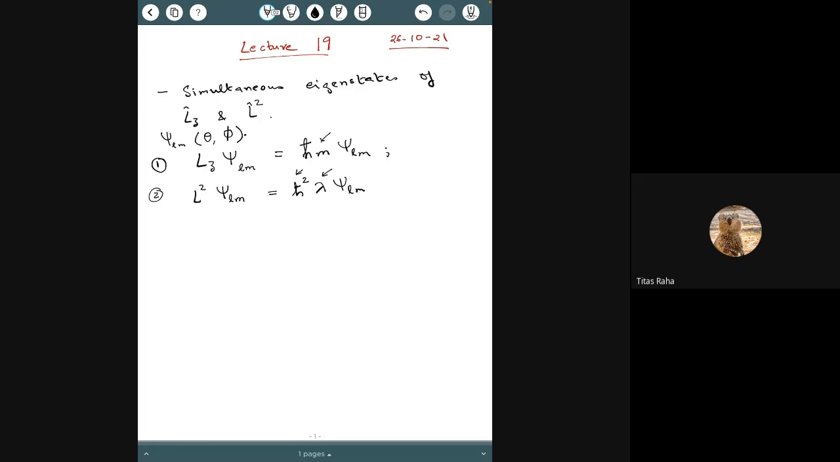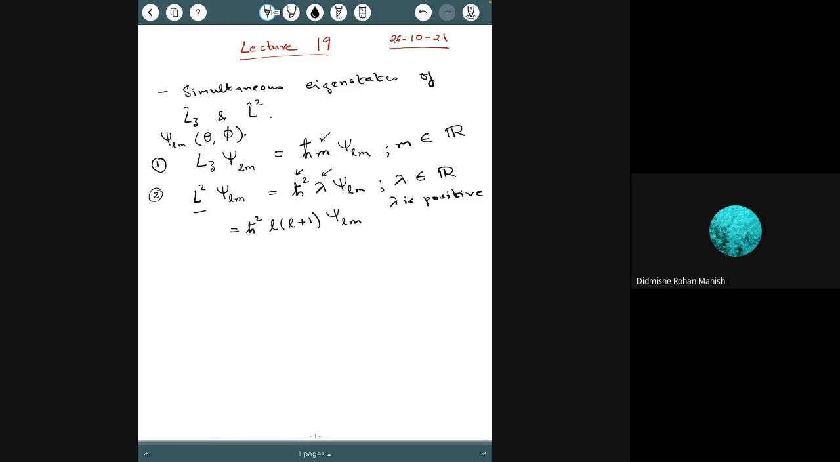And M belongs to real numbers in general because this is an eigenvalue. And similarly, lambda also belongs to the set of real numbers. Also, since this is a squared operator, lambda is positive. Is it lambda or is it L? Because you said L is indicating the L square operator, right? Yeah, I will write it in terms of L. So this lambda has to be positive. And then I will write lambda as L into L plus 1.